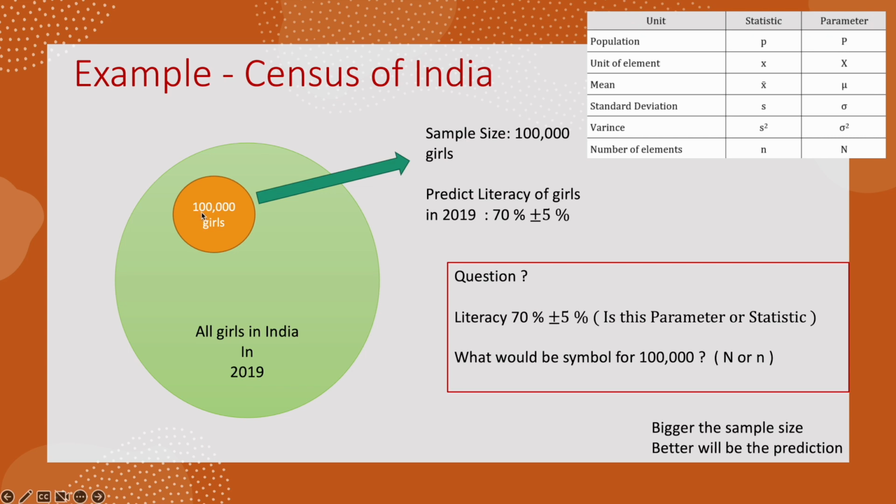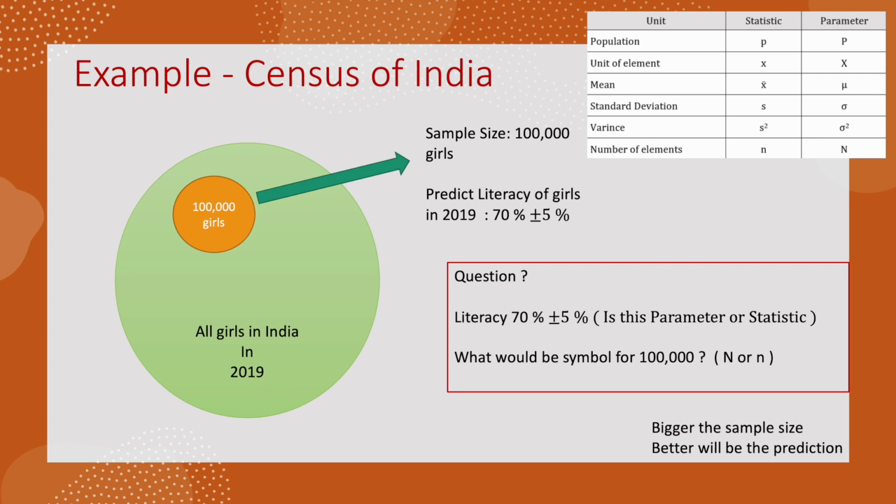Even before that, answer this question. Literacy came to 70% plus minus 5%. Is this a parameter or a statistic? If we are dealing with a population, you always get parameters. When you are dealing with a sample, you call it a statistic. Here we are dealing with a sample, and we got this data from the sample. So it will be a statistic and not a parameter.